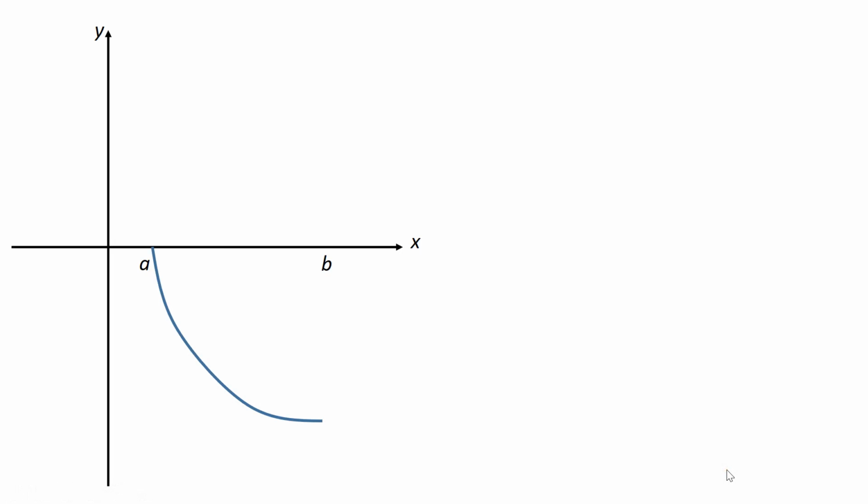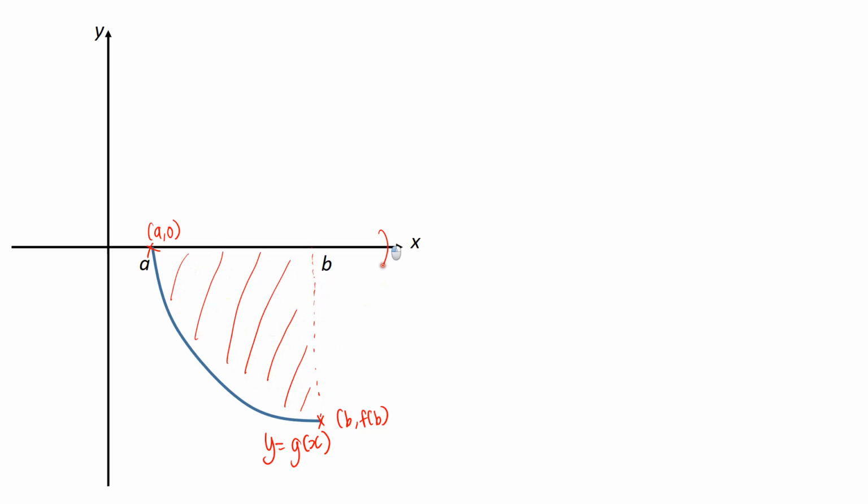Okay, how do we find the surface area generated by this curve y equals g(x) from the point (a, 0) to the point (b, f(b))? So basically what will happen is that this piece of shaded area is going to rotate about the x-axis 360 degrees to form somewhat like a bowl, and we are asked to find the surface area of this bowl.